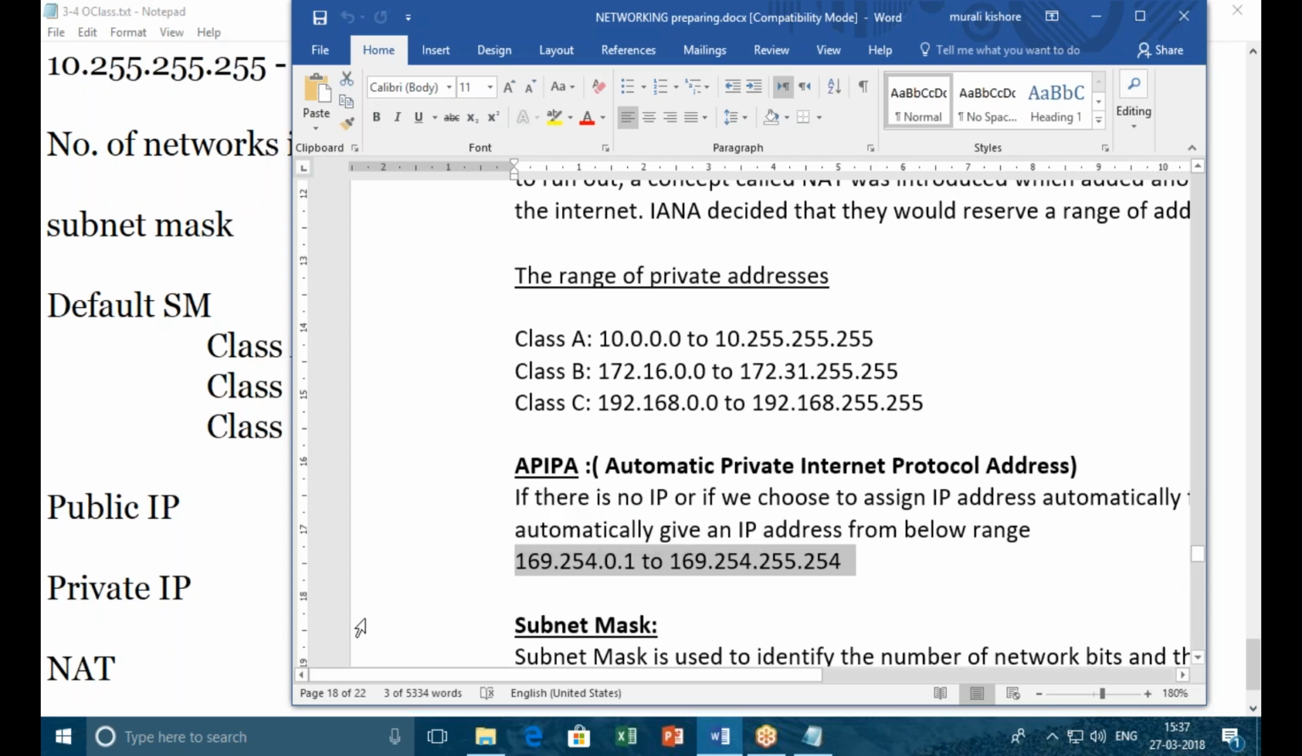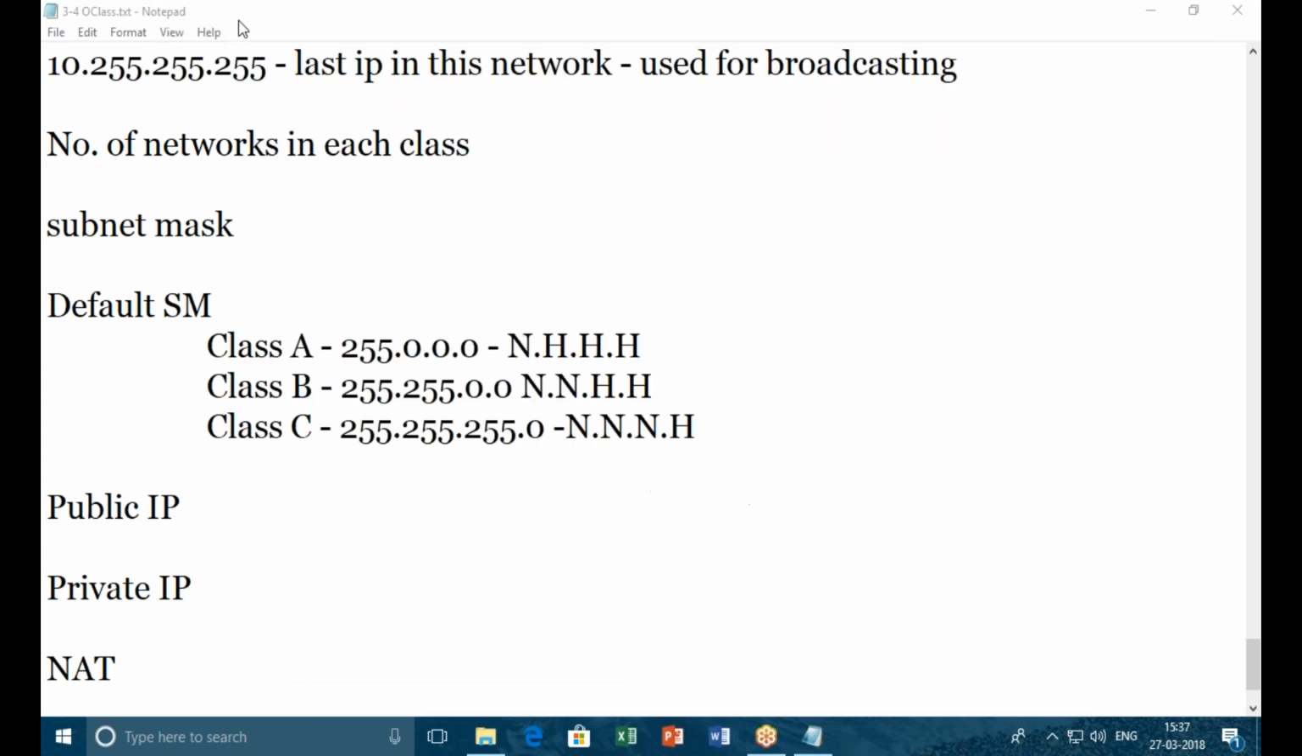Okay, this is about the IPv4 address. Now we will see how to assign an IP address, how to check the connectivity, and how to change the system name.